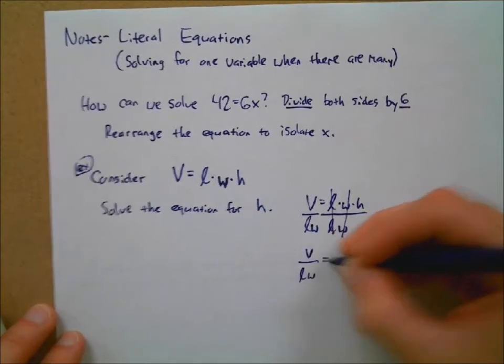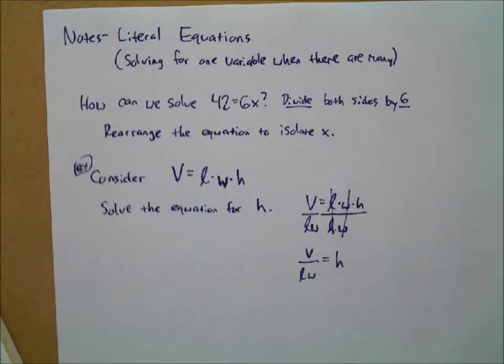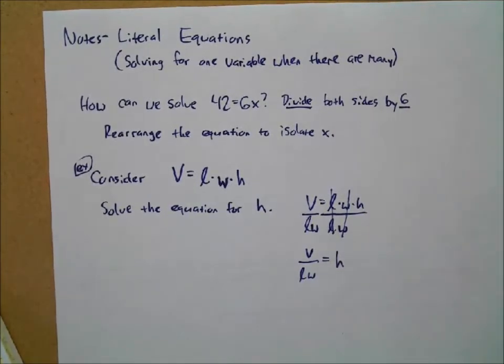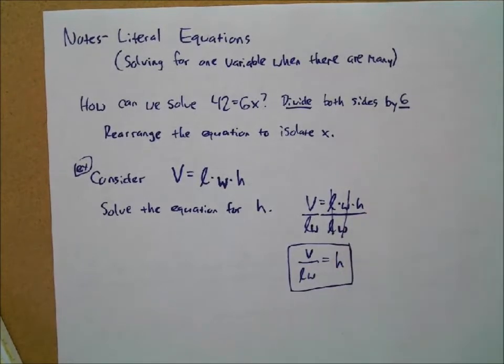And equals what? What's still over? Oh yeah, H. Have we solved for H? Is H by itself? Yes, we've solved for H. It's done. That's our answer. Okay, that's our answer. We divided both sides by L and W. We got H. Okay?